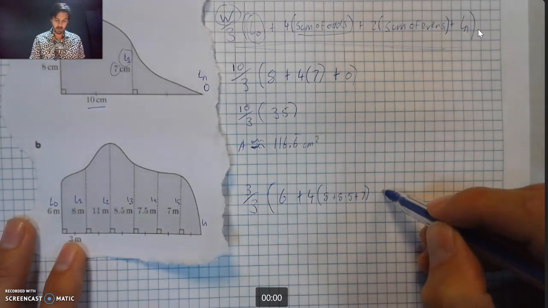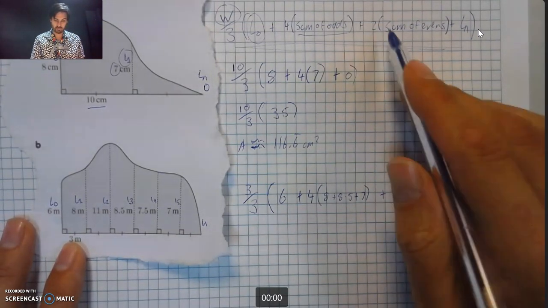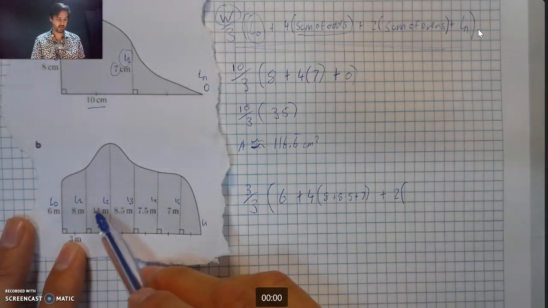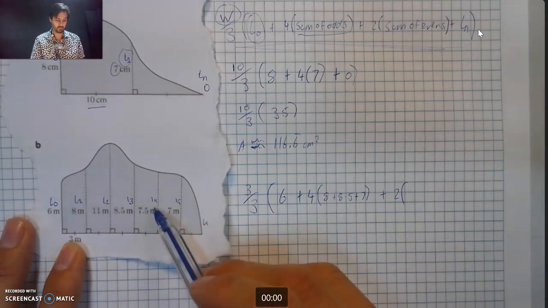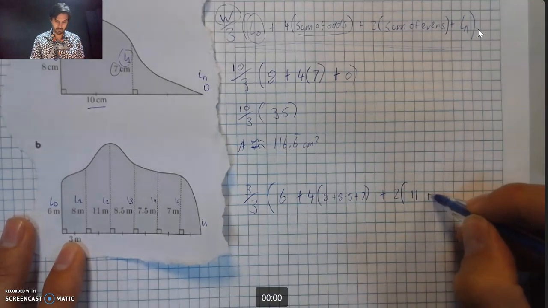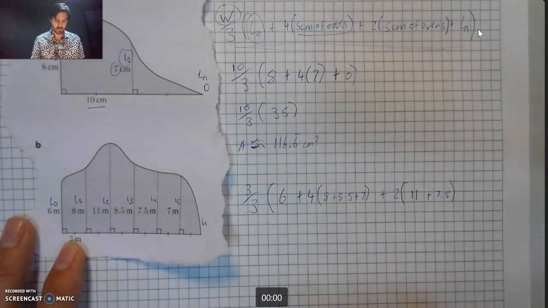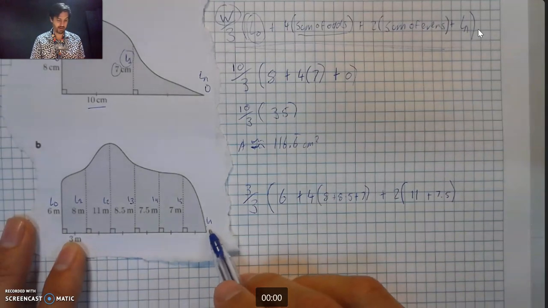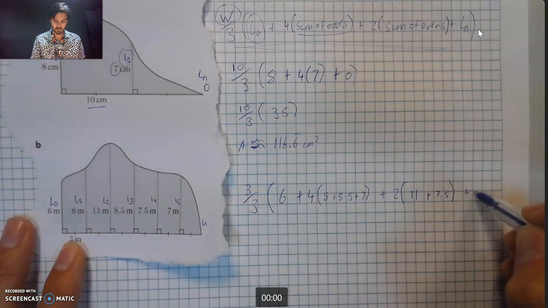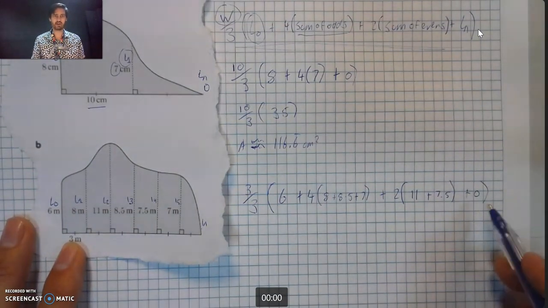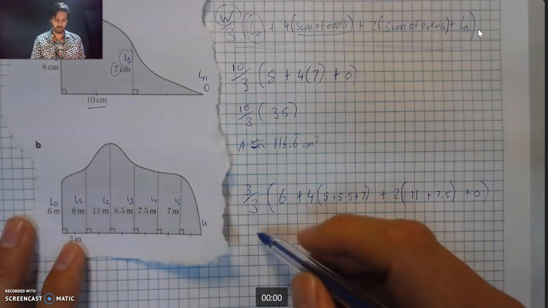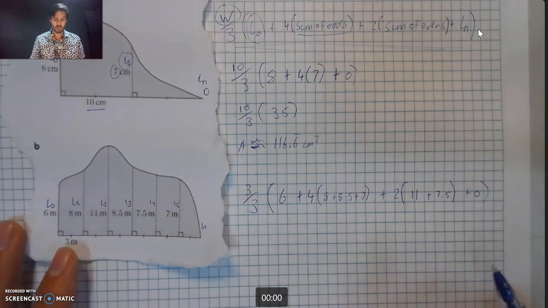Okay, and then plus 2 times, 2 comes from our formula up here, 2 times the sum of our evens. So our evens are length 2 and length 4. So that's going to be 11 plus 7.5. Okay, our Ln does not have a value. If we don't have a value, we're going to assign it a value of 0. All right, plus 0. Again, you don't have to have that in there, but I'm just doing it to make sure you guys know where I got that figure from.